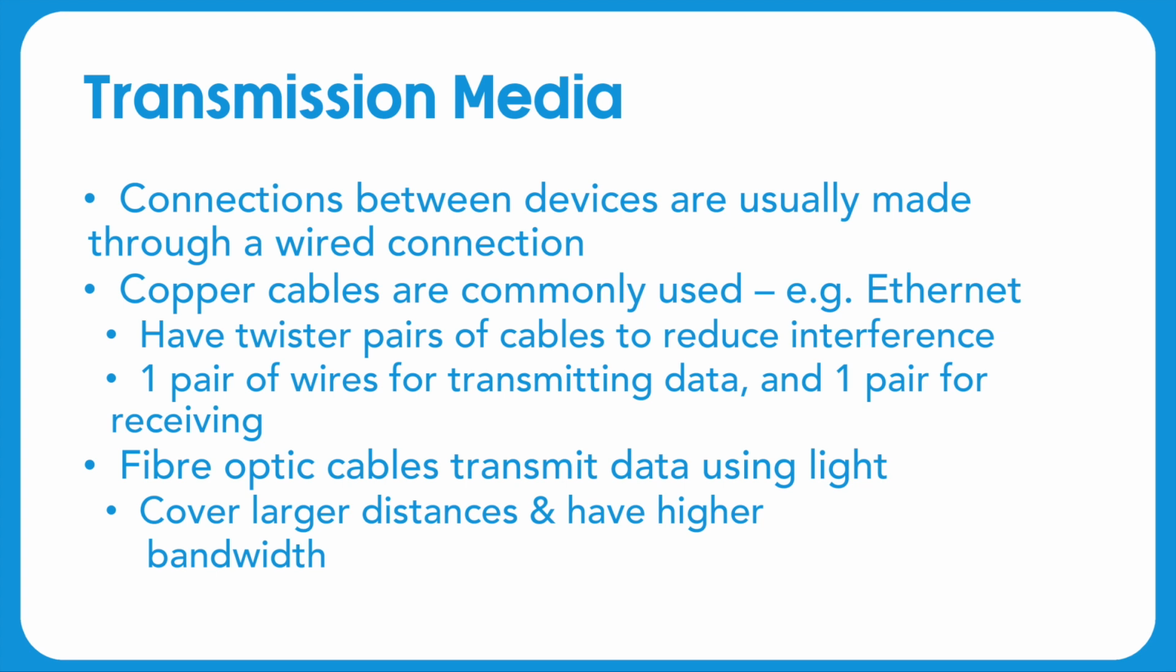Usually these copper cables have a pair of wires for transmitting or sending the data and another pair for receiving the data back. Fiber optic cables can also be used to transmit data, however they use light rather than electronic signals. This allows for a signal that can cover a much longer distance and has a much higher bandwidth than copper cables, which makes them ideal for high traffic connections such as between nodes on the internet.